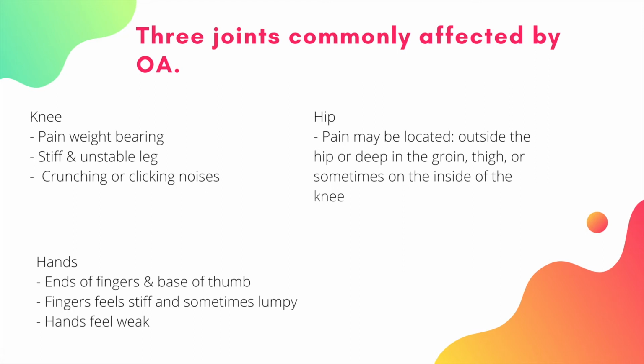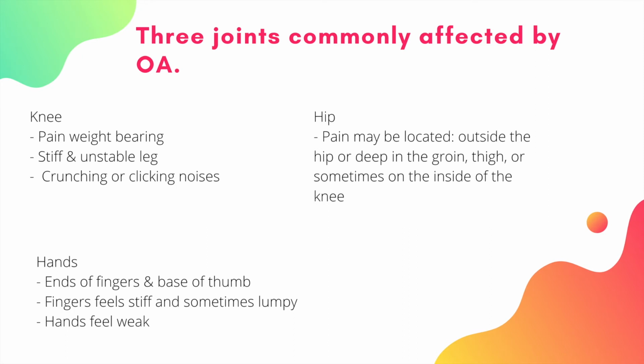And sometimes you can get deformities in the knee, so looking like a knock knee or a bow leg. In the hip, so the hip's a tricky one because quite often the pain isn't actually in the hip itself. It can refer down into the knee.